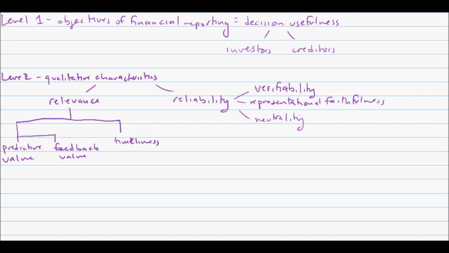So we know that relevance and reliability are the primary qualities of accounting information. So what are the secondary qualities? The secondary qualities are comparability and consistency.